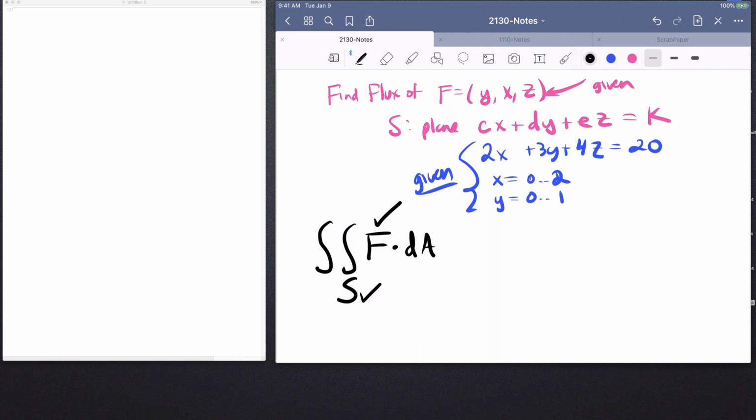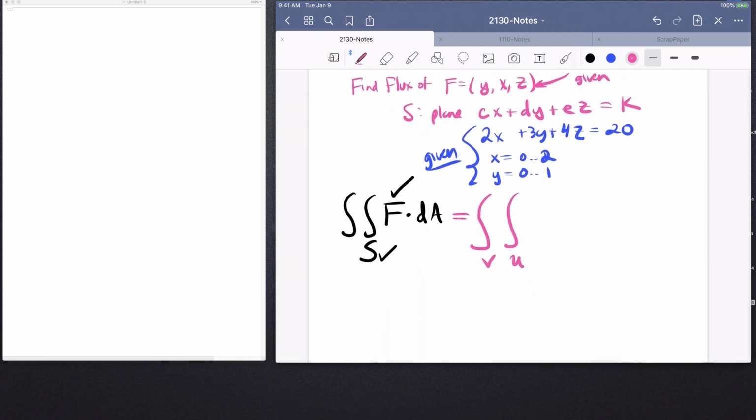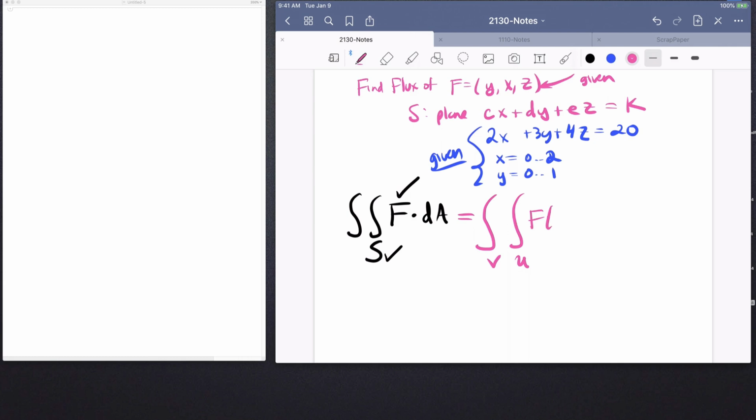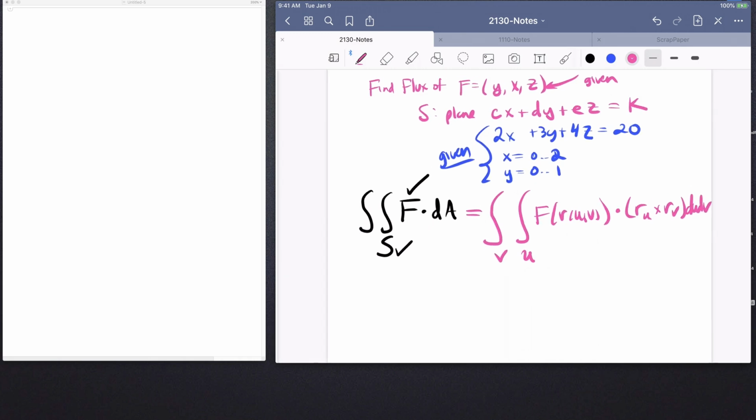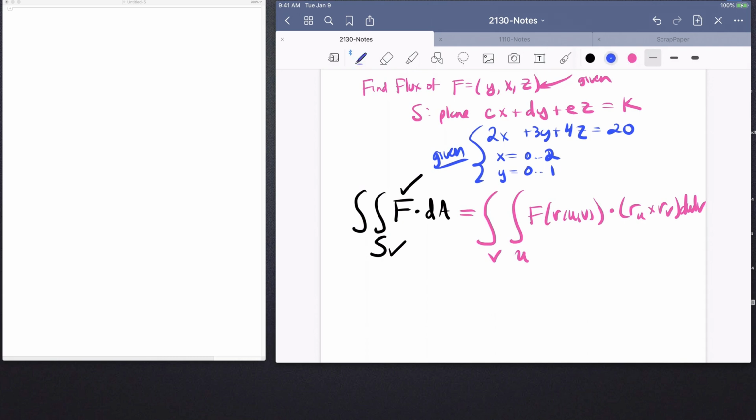Now, if we're going to finish this integral, we need to do a double integral over u and v. So we need to come up with a parametric form of the surface. We need to evaluate the vector field along the surface, and then we need to do a cross product, find the direction r_u cross r_v of the surface, and then integrate du dv.